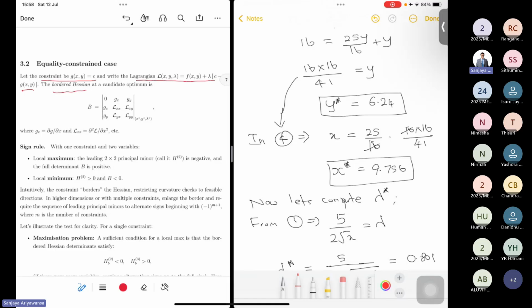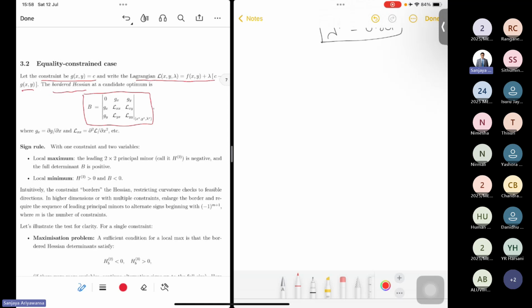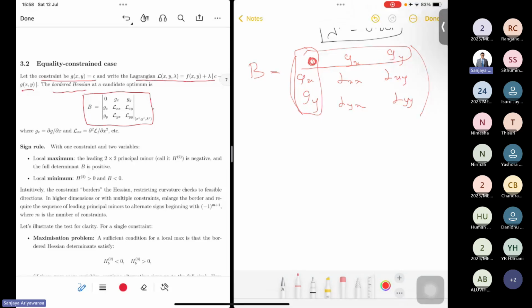So the bordered Hessian, if you look at this, is written. Let me write this down. B equals bordered Hessian matrix: 0, gx, gy; gx, gy; I'll explain what these terms mean. Lxx, Lxy, Lyx, Lyy. So in the bordered Hessian, the first row and the first column, always this first cell is 0.